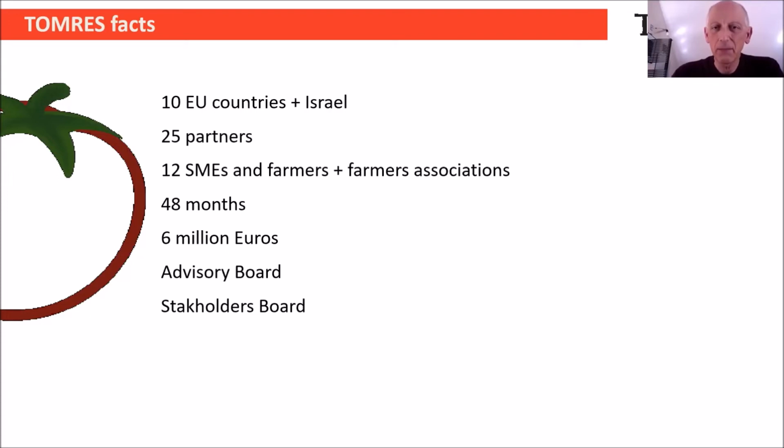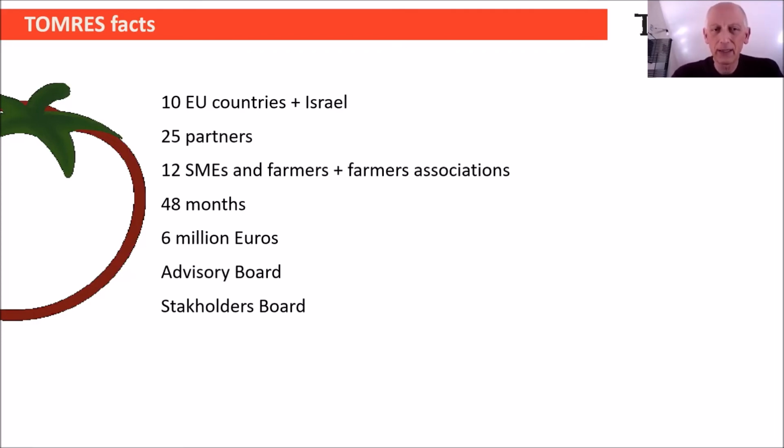So these are the numbers of the project. 10 countries, 25 partners. We have many SMEs and farmers among our partners. And we have an advisory board that helped us a lot to steer our project. And Tony Granell, who is part of the advisory board, will give his opinion at the end of this workshop. And we have a stakeholder board where stakeholders, farmers, industries, and so on have given and are giving their opinion about the project course, basically.